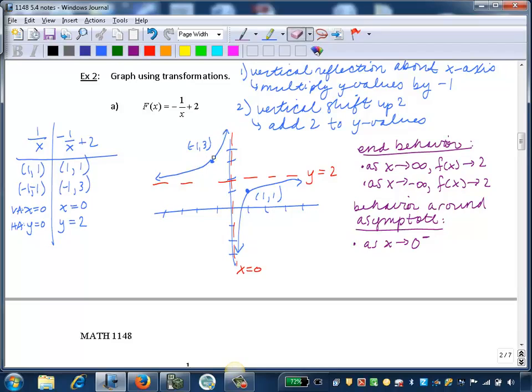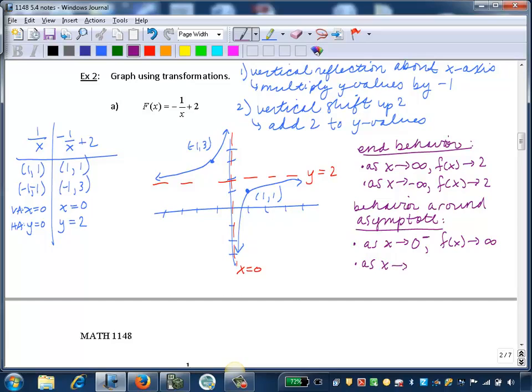So I've got a branch to the left of this vertical asymptote. As I approach it, as x gets closer and closer to 0, we can see that the y value is increasing infinitely. So as x approaches 0 from the left, f of x approaches positive infinity.